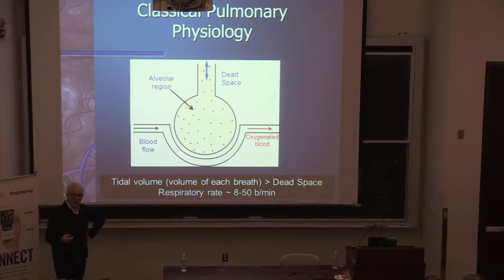So the traditional concept is that for adequate gas exchange, you need tidal volumes that are greater than the dead space. And the rates, as we know, you breathe at roughly 8 to 10 to 15 to 20 to 30 breaths a minute, depending on when you're exercising. Infants and babies breathe at a higher rate, but it's roughly 10 to 20 breaths a minute. So that's classical physiology. So why did I spend any time on this?